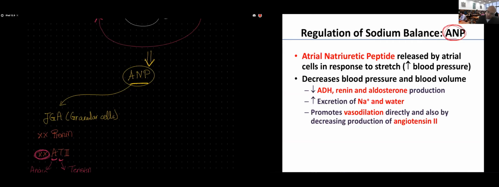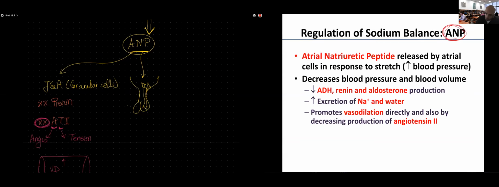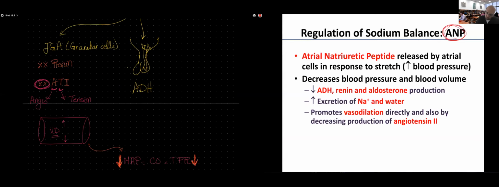The second target organ for ANP will be the hypothalamus. Remember, the hypothalamus was releasing a hormone through the posterior pituitary gland called ADH, anti-diuretic hormone. And if you remember, as we mentioned many times today, what was the action here for ADH? It retains water.